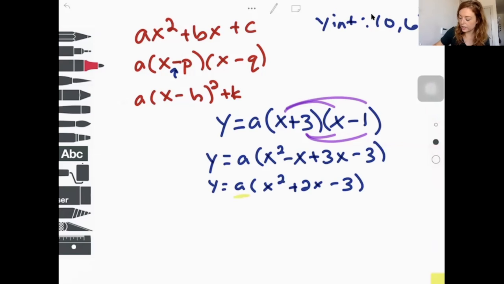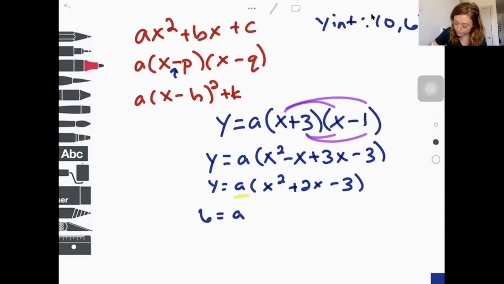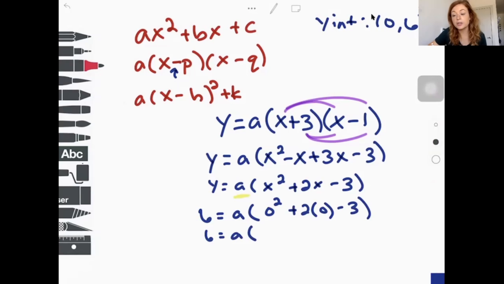Okay, so we're going to plug in our 0 in the x spots and our 6 in the y spots. So I'm going to go 6 equals, leave the a alone. Well, I have 0 squared plus 2 times 0 minus 3. Okay, well, 0 squared is just 0 times 0 is 0, plus 2 times 0 is 0, minus 3. Well, that leaves me with 0 plus 0 minus 3 is just -3.